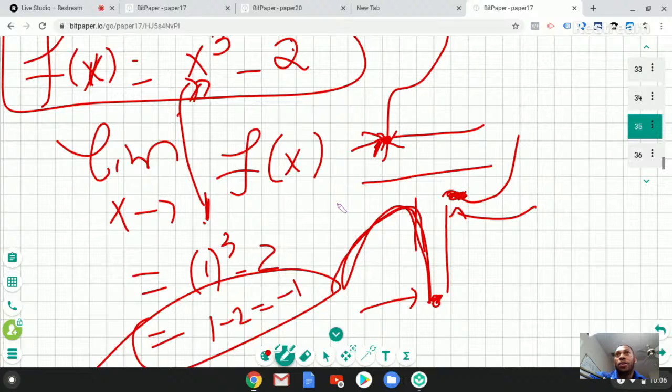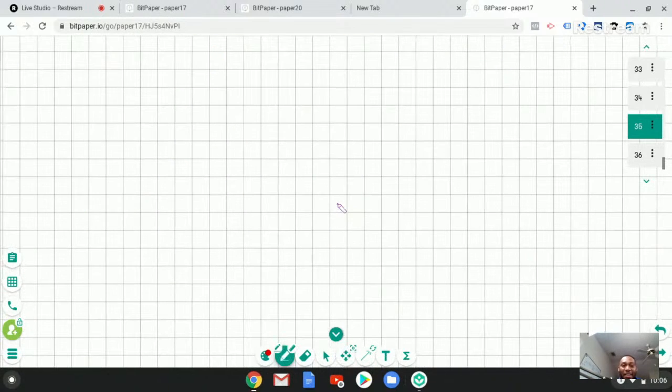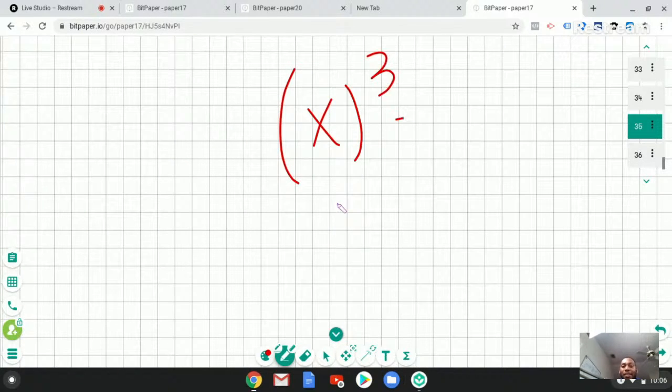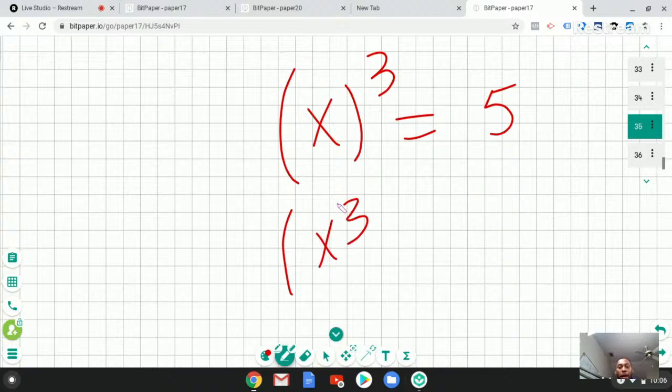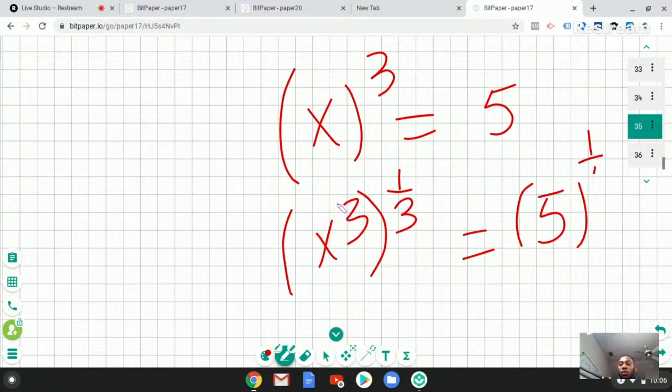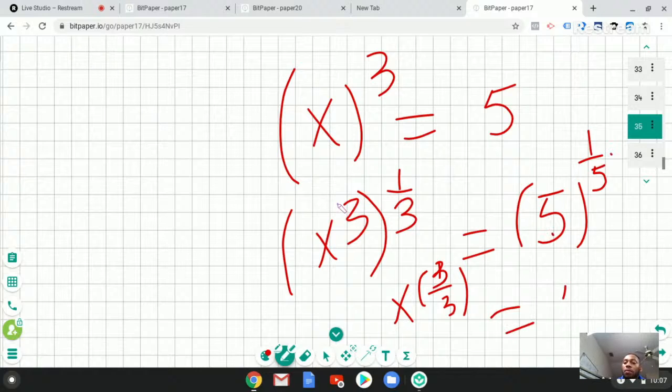Let me see. If you don't know how to get rid of the exponent, I'm not really sure what you're saying. I'm assuming that you have x to the third is equal to 5. If you wanted to get rid of that, you just raise both sides to the 1/3 power. Raise this one to the 1/3, and you raise this one to the 1/3. In equations, whatever you do to the left side, you do to the right side too, so things can be fair. So this one to the 1/3 would be x to the 3/3 is equal to 5 to the 1/3.